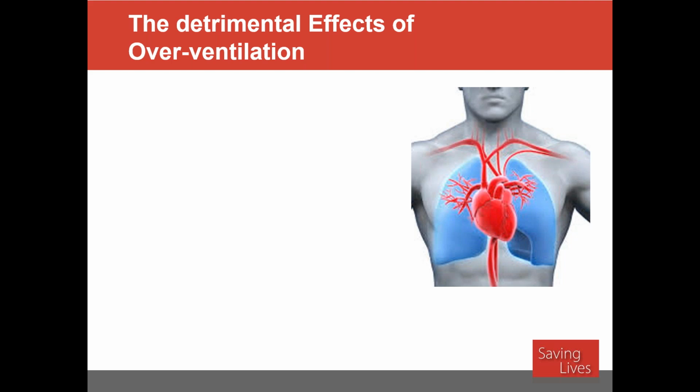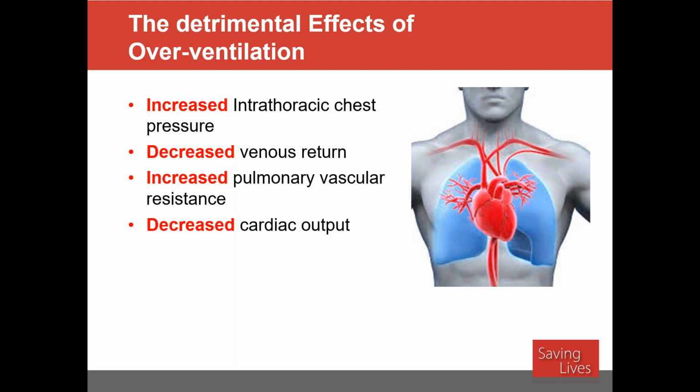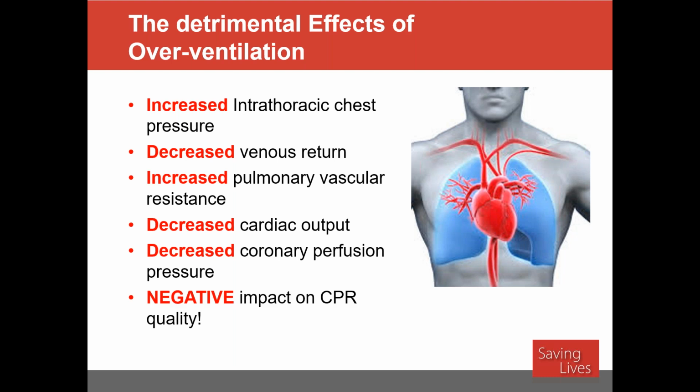So if I'm overventilating during a code, what's going to happen? The first thing is you're going to increase the intrathoracic chest pressure, because I've got a lot of volume going into that chest. I can be stacking breaths, giving positive pressure ventilation. All of that pressure can compress the inferior vena cava, the IVC, which is going to decrease venous return. Then that's going to lead to increased pulmonary vascular resistance, which is going to lead to decreased cardiac output, which is going to lead to decreased coronary perfusion pressure. And all of this is going to have a major negative impact on CPR quality.